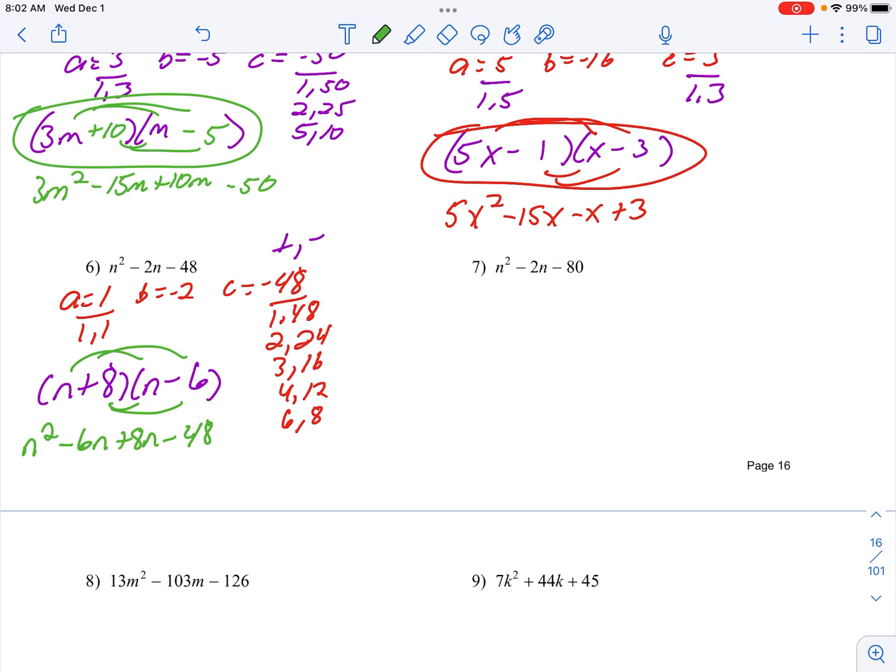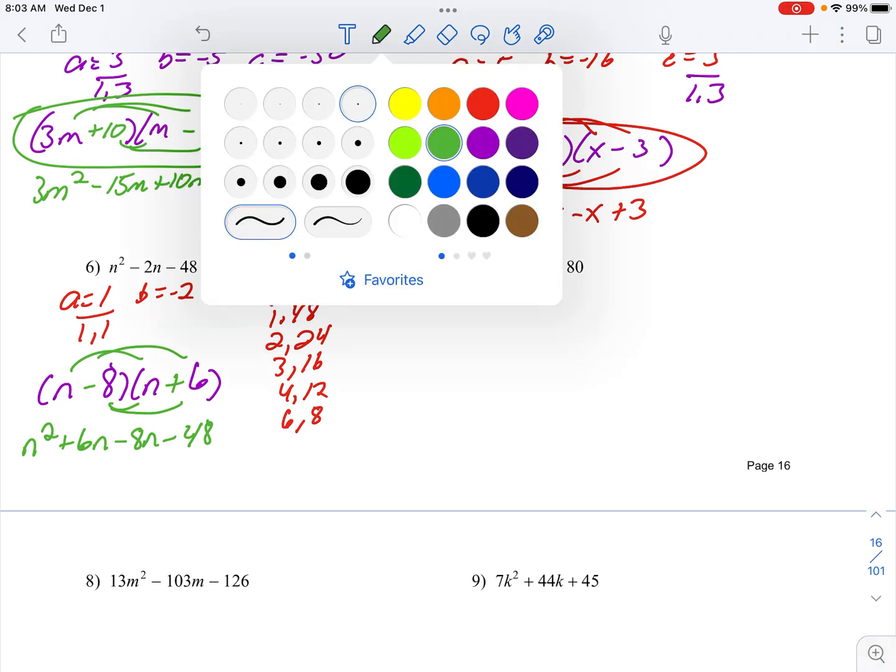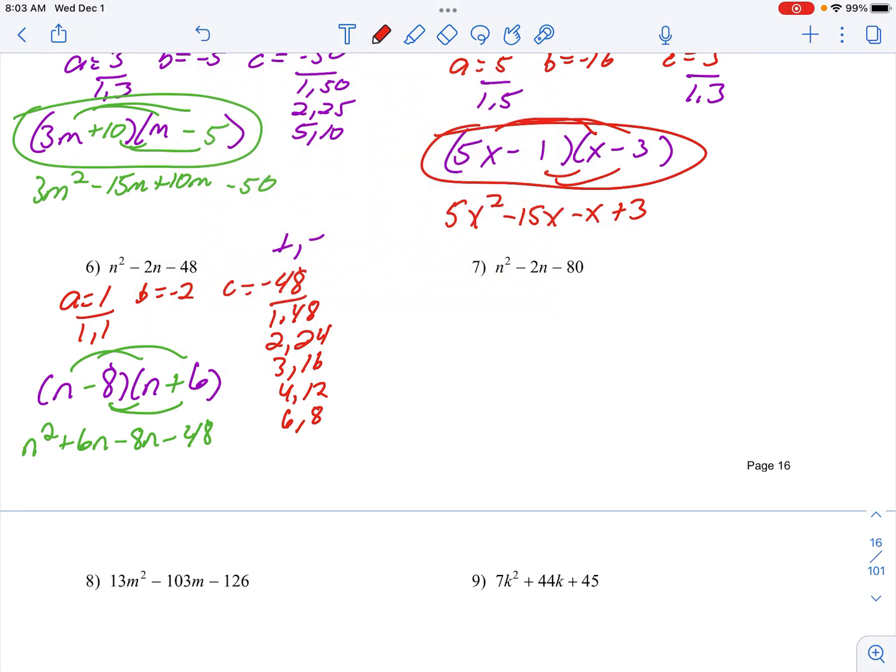It's all about that B. Now, I get a positive 2, but I wanted a negative 2. So what that means then is I have to keep my numbers in the same locations and flip my signs. So that should be a minus 8. That should be a plus 8. And that gives me now a negative 2n. And we are now in factored form. Okay, number 7, do the same thing.